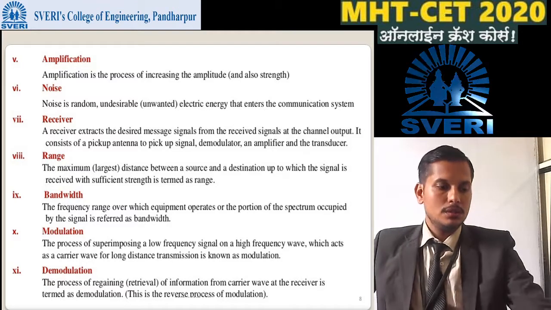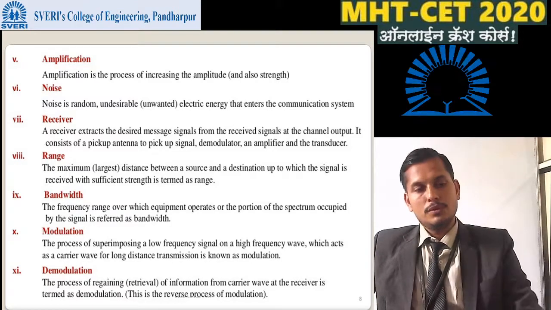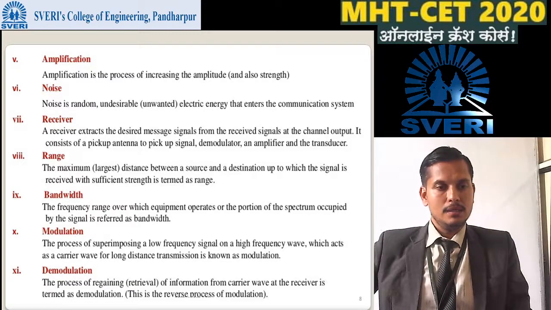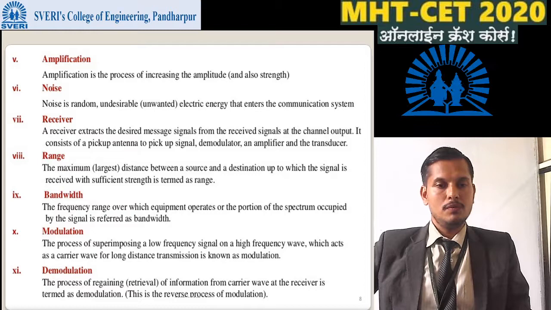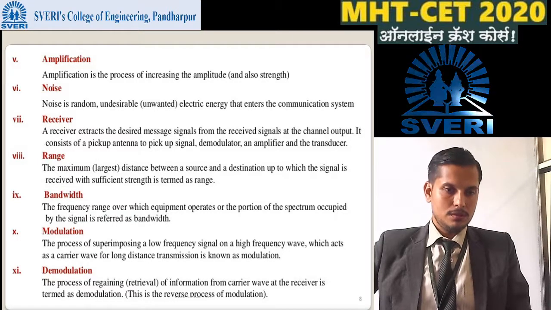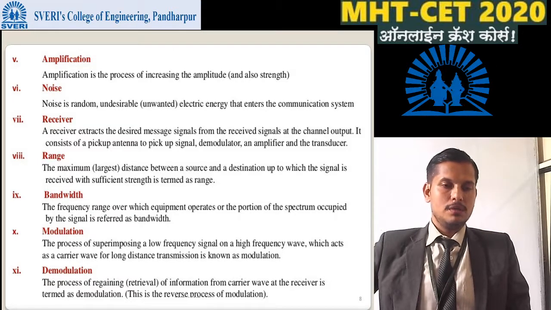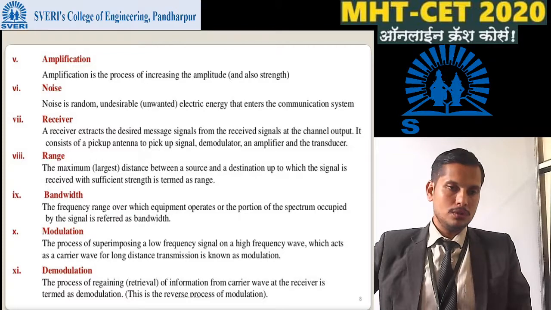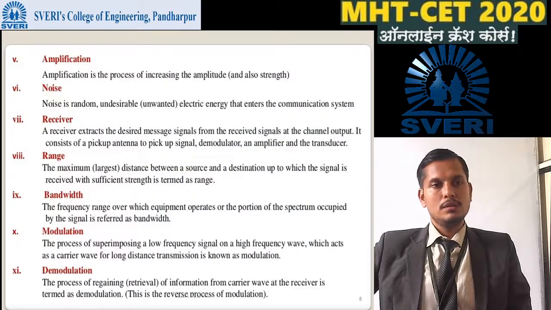Now modulation we have checked. Now what does demodulation mean? The process of regaining of information from the carrier wave at the receiver is termed as demodulation. So this is nothing but the reverse process of modulation. In this, regaining means once again we are retrieving the information from the carrier wave, of course at the receiver end. So it is termed as demodulation. So these are the basic terms.